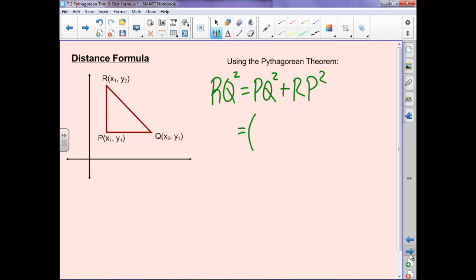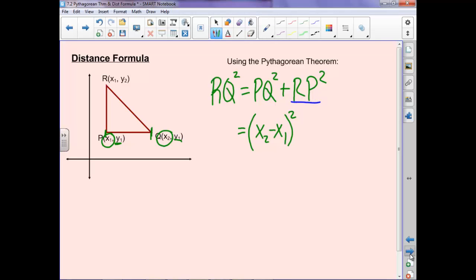But notice between P and Q over here, your y's are the same. So really the distance from here to here is just the difference in your x's. So it's x2 minus x1. It's that distance. We still have squared.